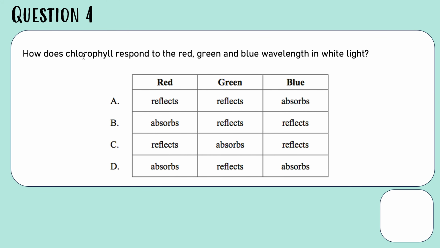How does chlorophyll, remember the photosynthetic pigment, respond to red, green, and blue wavelength in the white light? Remember it reflects green light, so we can already look for that. A, B, and D are already showing reflect, so it's going to be A, B, or D. And we know it likes to absorb red and blue light, so it's going to be D. Because red is absorbed, green is reflected, blue is absorbed.